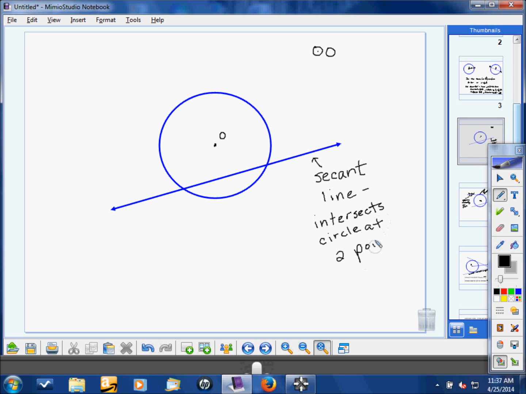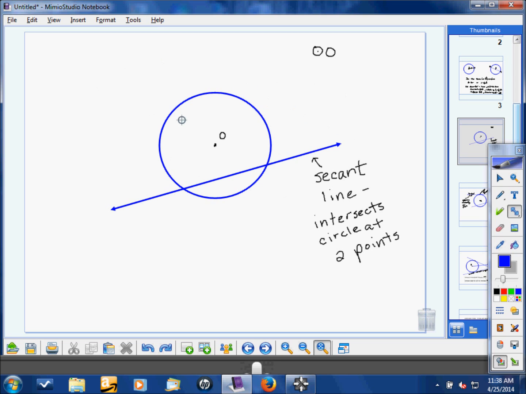It's either going to not intersect the circle at all, or it's going to intersect at 2 points and be a secant. Even if you had something that looked like that, that would still be a secant, because remember, lines go on forever and ever. So the fact that it would run into the circle here would still make it a secant. Okay? So you have a secant line. What's the other option? Either not intersect at all, or it intersects in 2 points.